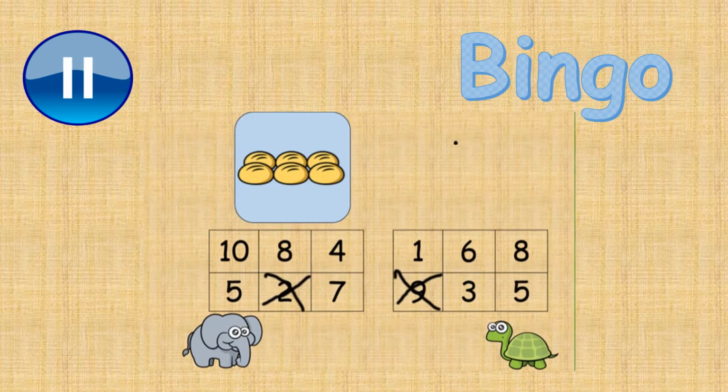How many buns can you see on the card? Count them up, pause the video, count them, and then when you've worked out the answer, find it on your piece of paper and cross it off. Pause the video now. Did you work it out? That's right. There are 6 buns in the picture. And here is number 6. Let's cross it out.